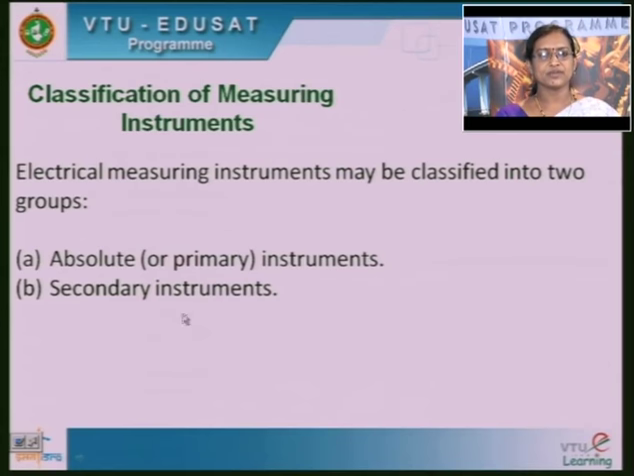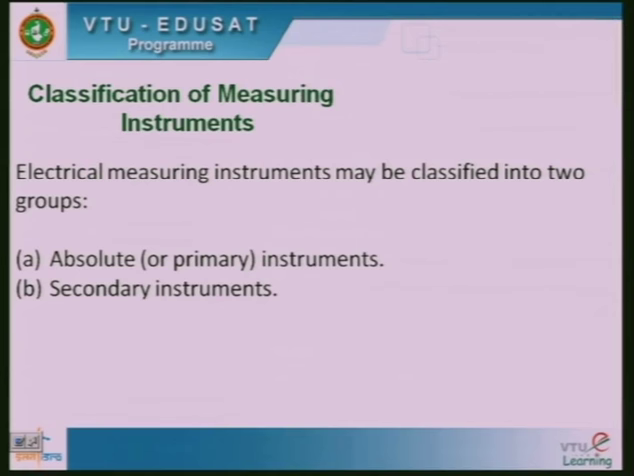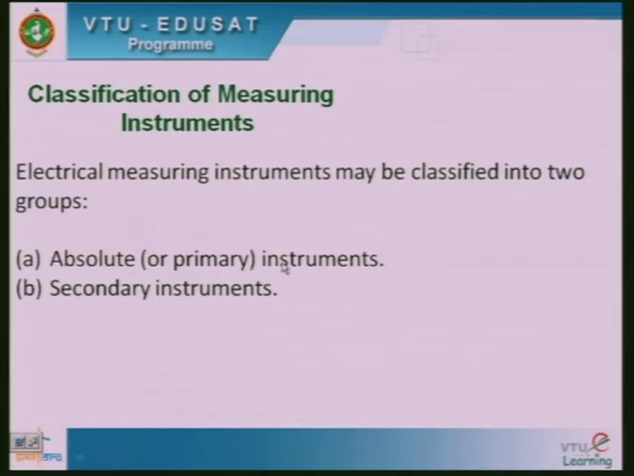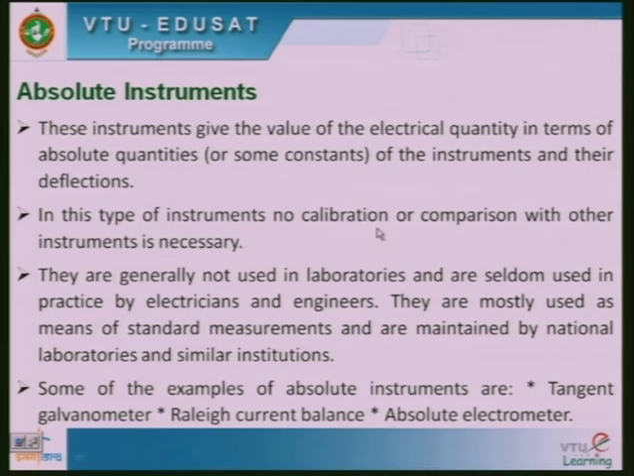So, how exactly are you going to do the calibration? For secondary instruments, the readings you get are compared with some standard instrument's values. You see whether it is generating some error or not, whether it is working properly or not. Those instruments are called secondary instruments. Primary instruments do not require any calibration, but secondary instruments we have to calibrate at regular intervals of time. That is the difference between absolute and secondary instruments.